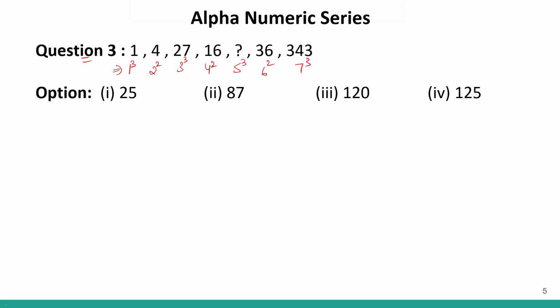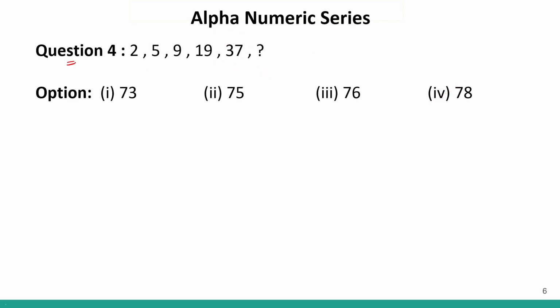So 5 cube is 125. This will be my answer. 125 is given in option number 4. So option number 4 will be the answer to this question. Clear? Question number 4. We have 2, 5, 9, 19 and 37.